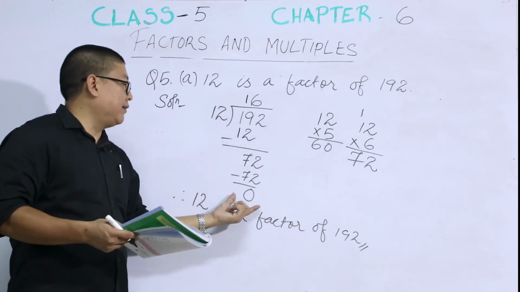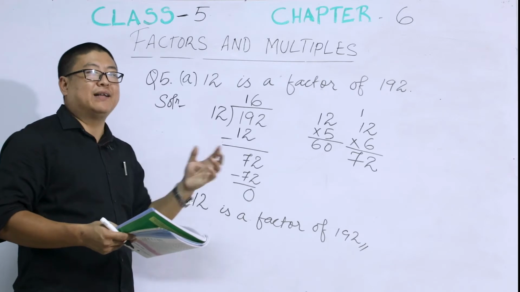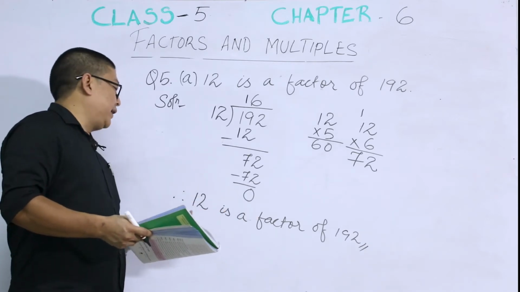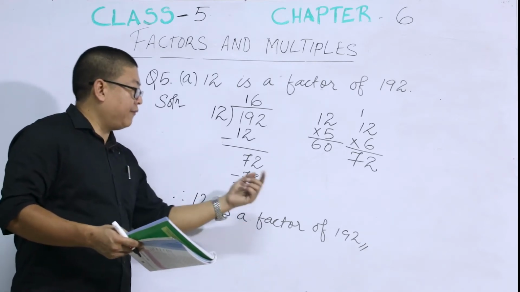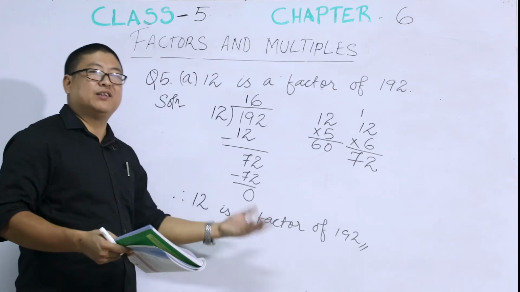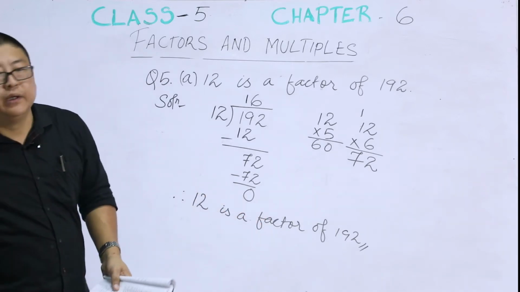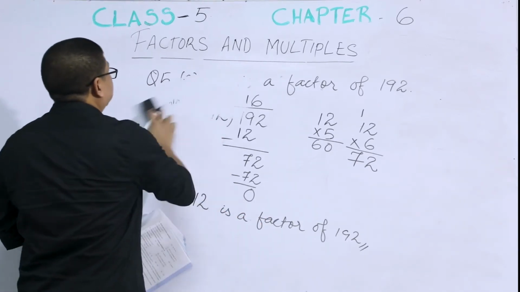If you're not getting a remainder of 0, if you get any other number, that means you will write it is not a factor, all right? It is not a factor. So that is the only difference here. So let's move on to the next question.